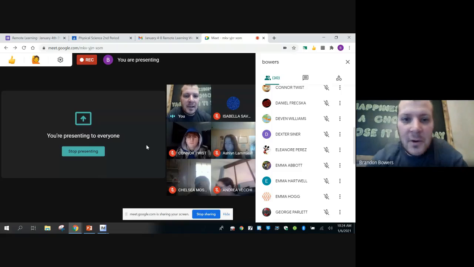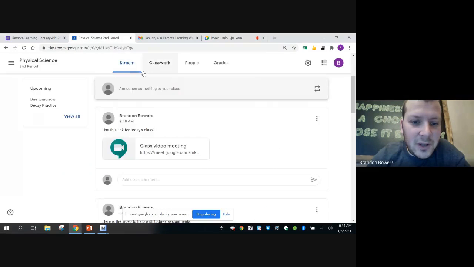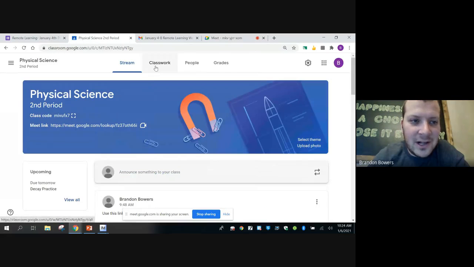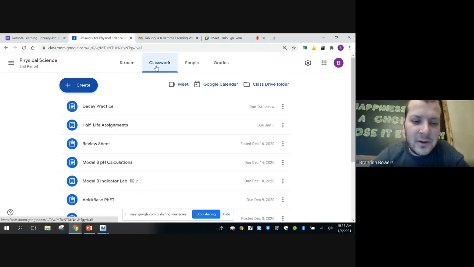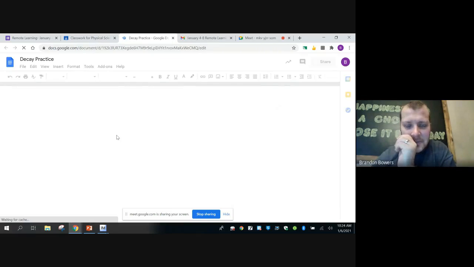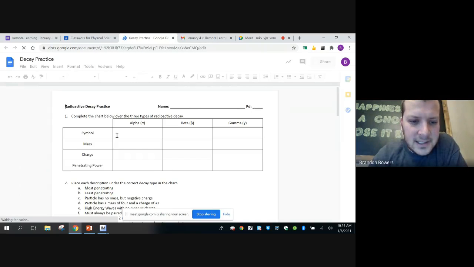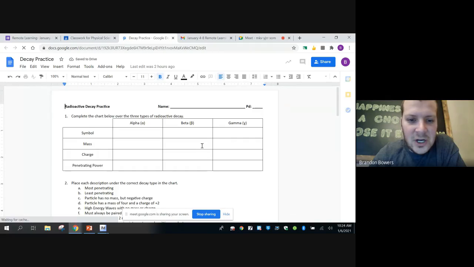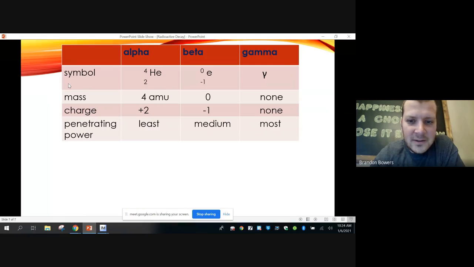So what I did was in Google Classroom, under the classwork tab, you can find decay practice. Click on decay practice. What it takes you to is this. This was the chart, hopefully you just copied it down. That was the chart.